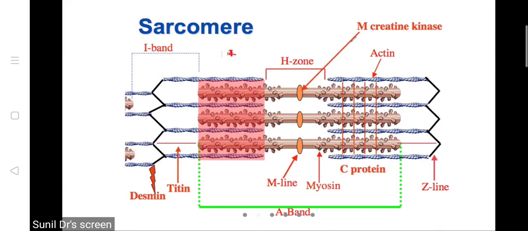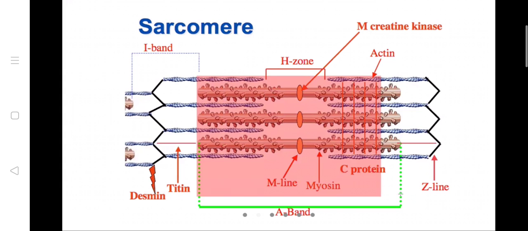Now once again, highlight. From here to here, this entire region including the overlapping region is called the A band. A means anisometric, which means it is not uniform, because it consists of both thin and thick filaments. So when you see the cut section in electron microscopy, it won't be uniform in appearance. That's why it is called the A band, where there is overlapping of both actin and myosin.